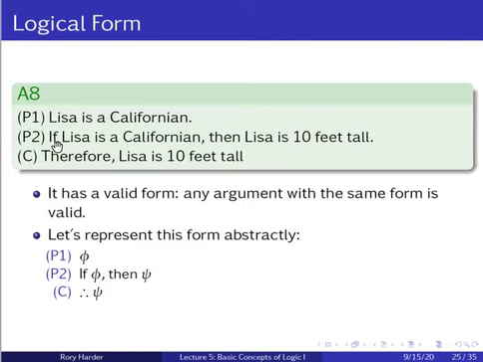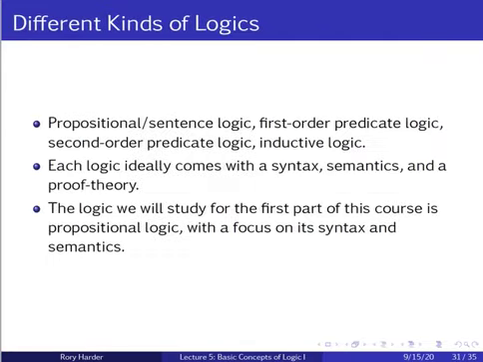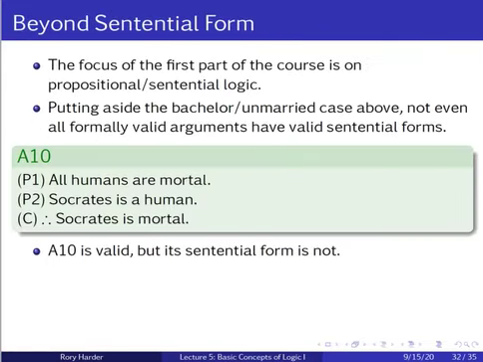this sentence here, if Lisa is a Californian, then Lisa is 10 feet tall. That's a complex sentence, which contains two atomic sentences as its parts, okay? But if we go all the way back to where we were, none of these sentences here that make up this argument have sentences as their parts, because each premise and conclusion is an atomic sentence itself.